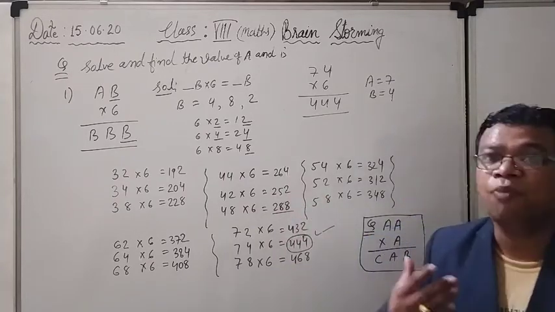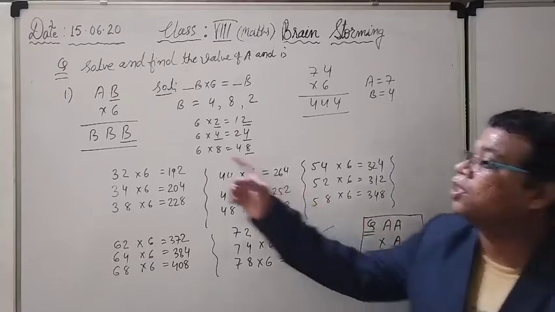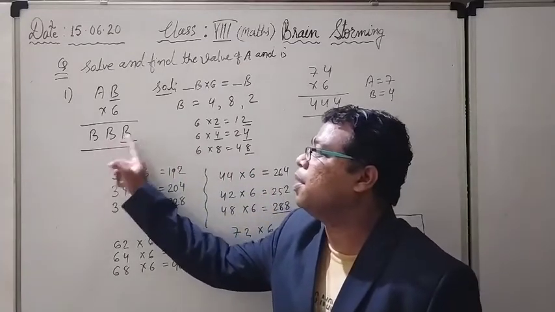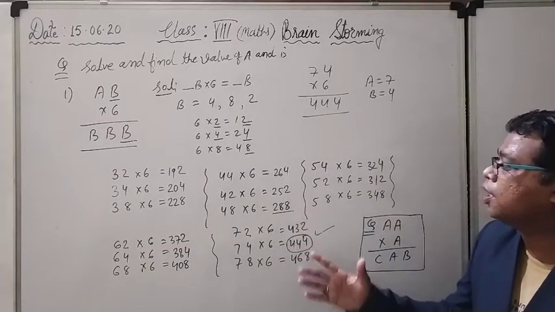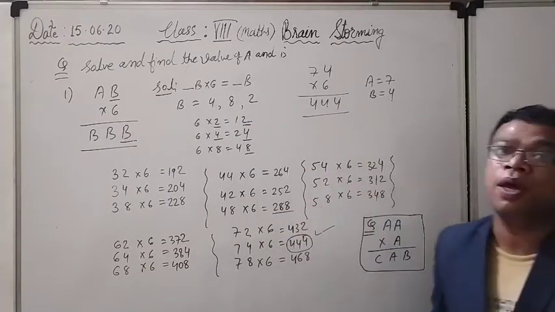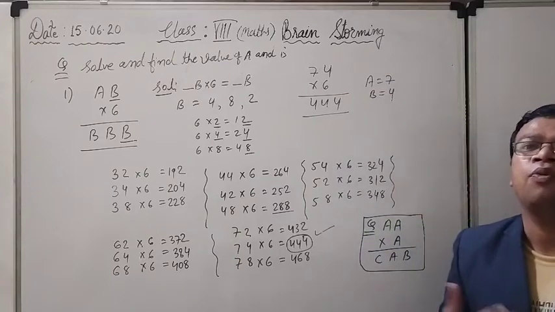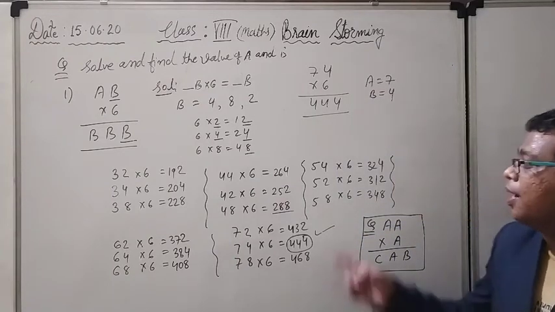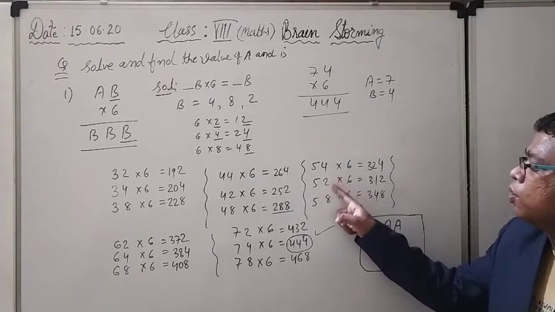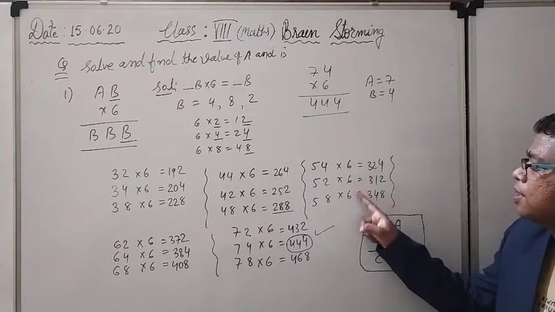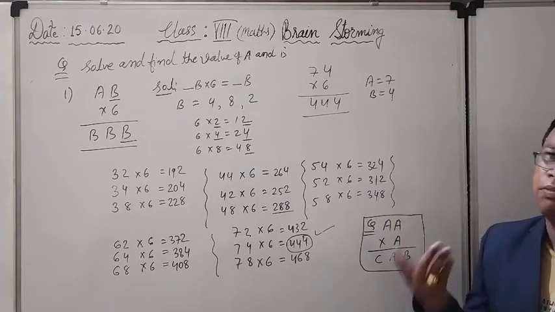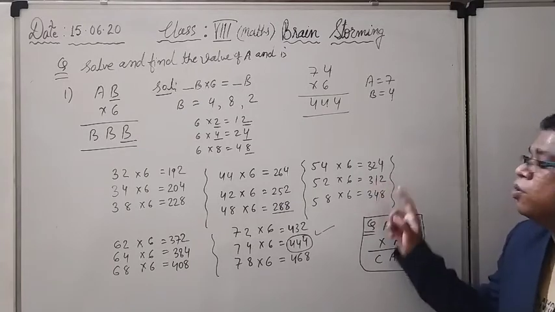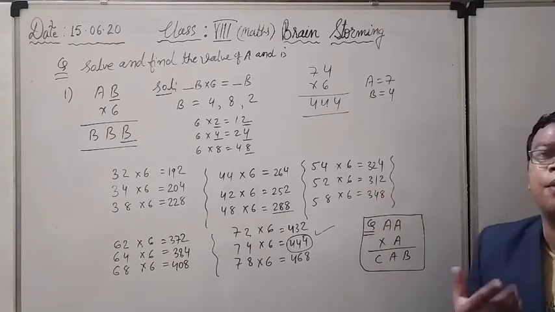Why? Because the answer should have all digits the same. B. Okay. Right now, this is not a solution. Again, I am fixing the value of A as 5, and the B value will be either 4, 2 or 8, multiplied with 6, 6, 6. These are the products. Again you can see 324, all the numbers are different. 312, the numbers are different. 348, the numbers are different.